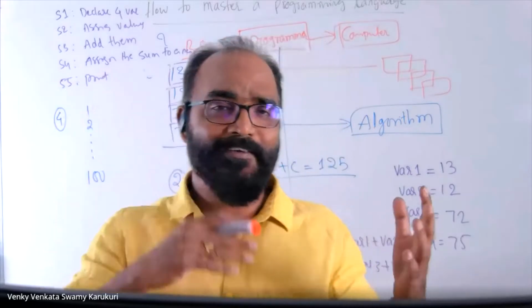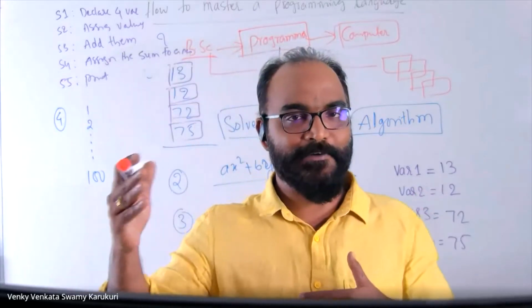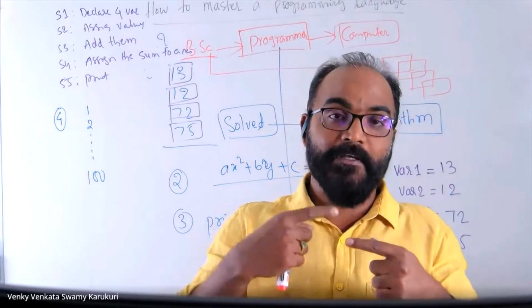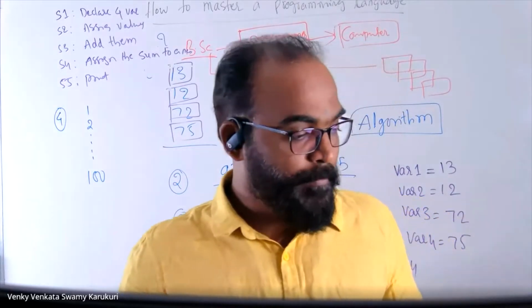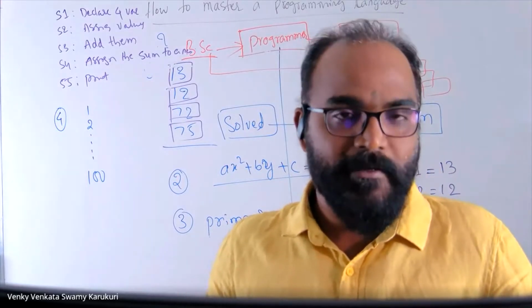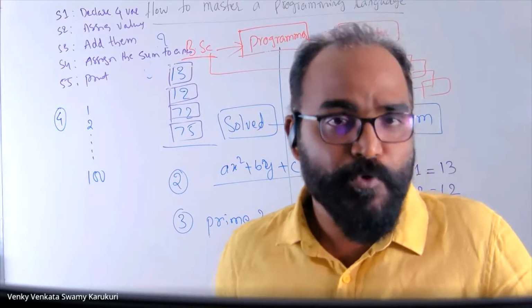Variable 1 is equal to 1, variable 2 is equal to 2, variable 50 is equal to 50. No, we don't do that. So there comes the programming construct. So when I want to say programming, I wouldn't say P-R-O-G. No, right? I don't spell it. I just say one word, programming.